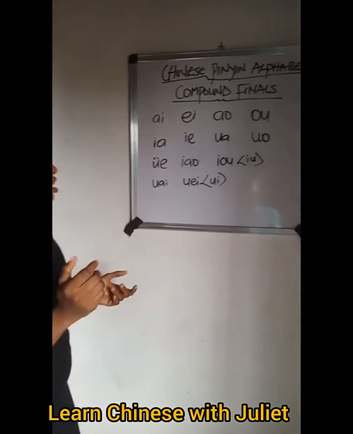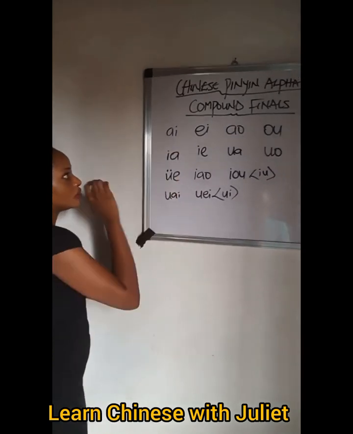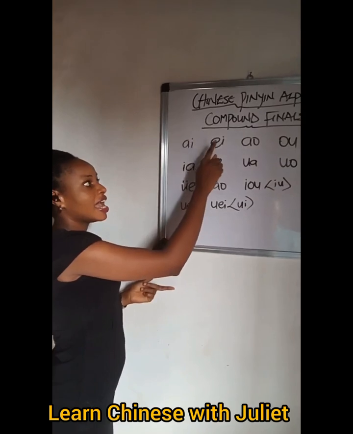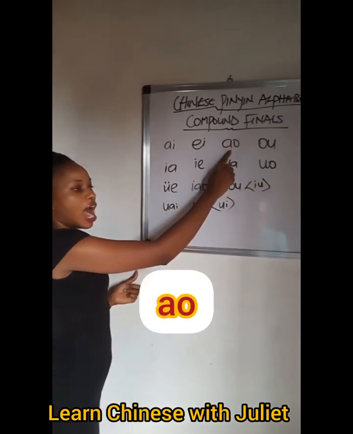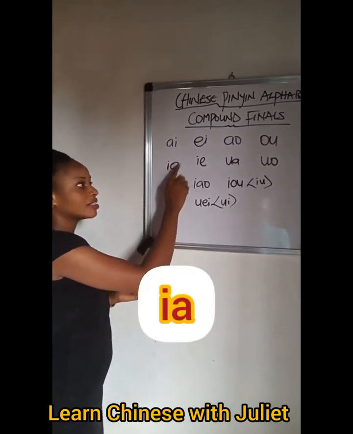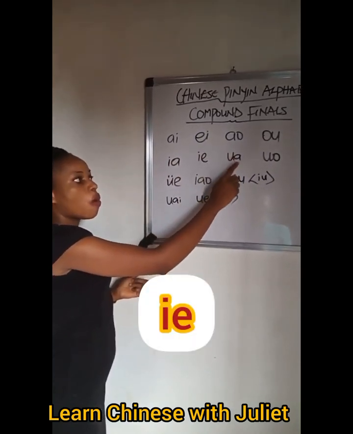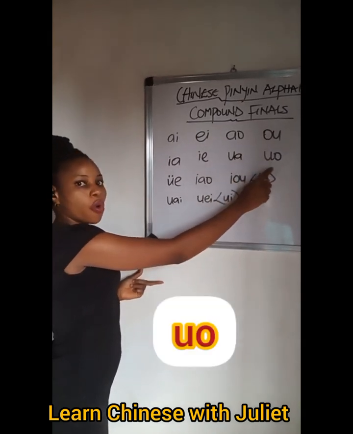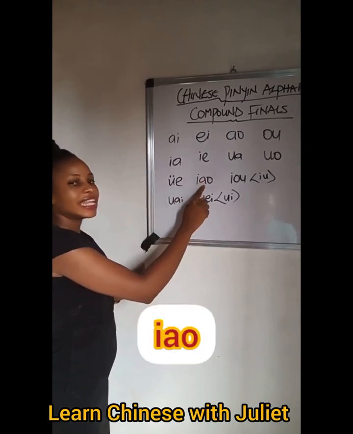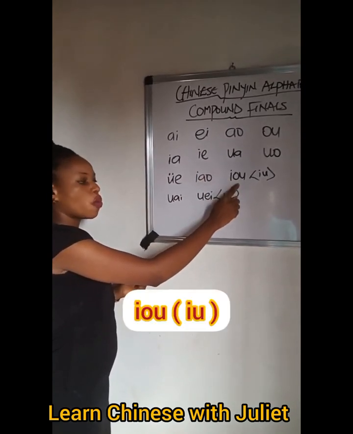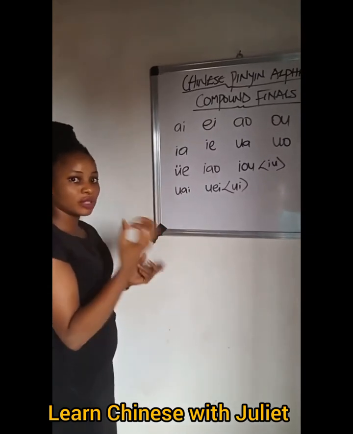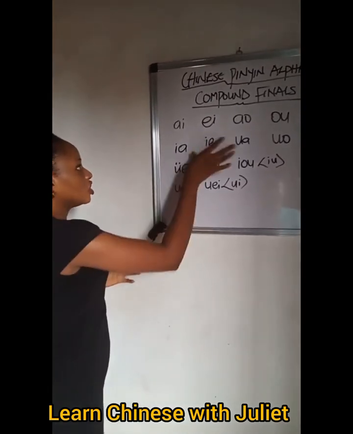Now let's read. Let's start from this. We have this as ai, ei, ao, ou, ya, ye, wa, wo, yue, yao, you, wei, wai. Please try and open your mouth while reading. Now let's read it again. We'll read each of them twice.